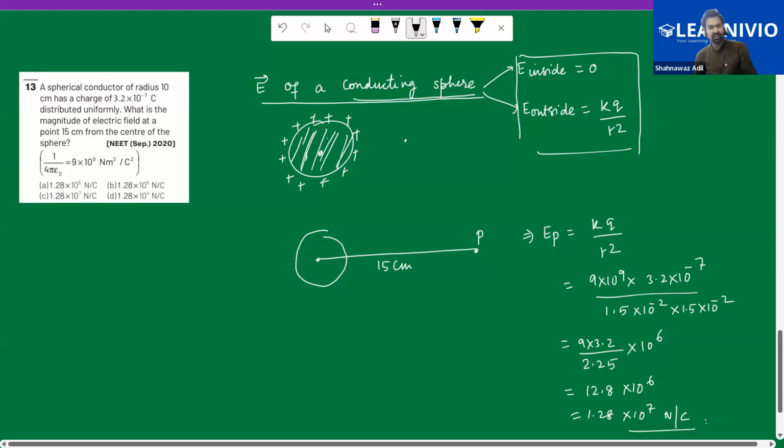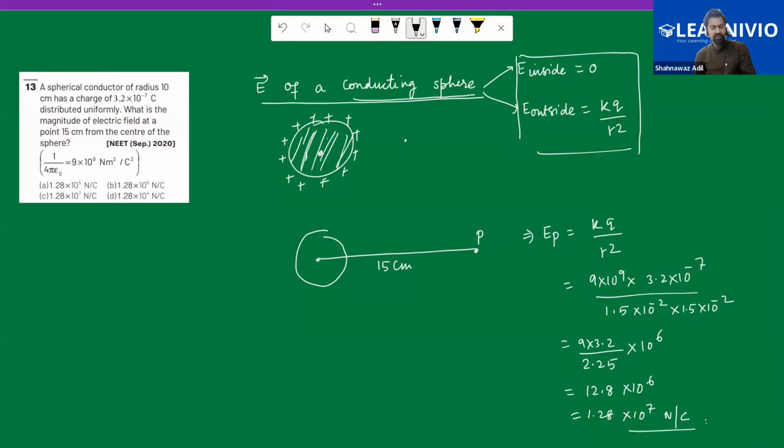Is it clear? So this is a direct question. So from electric charges and fields, if we remember the correct formula, then we can solve these questions. Yes, easy. This one is easy, right? Okay, quickly note this thing down and then we'll see the rest of the questions.